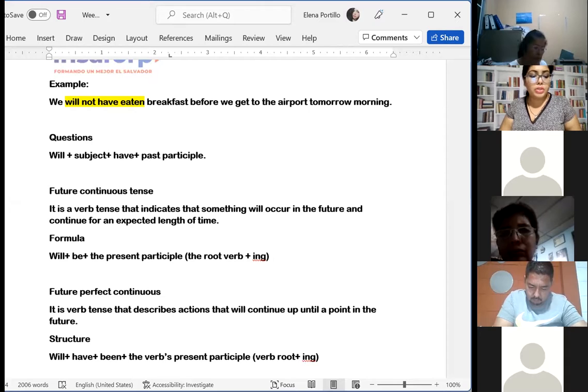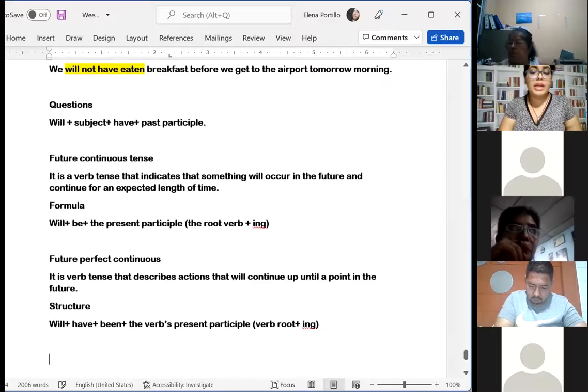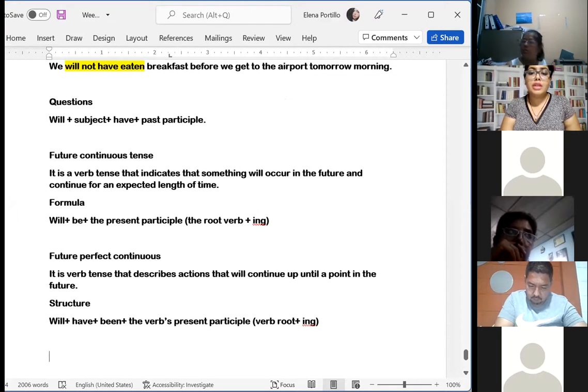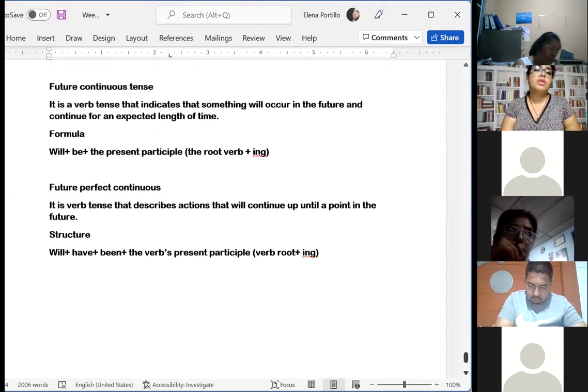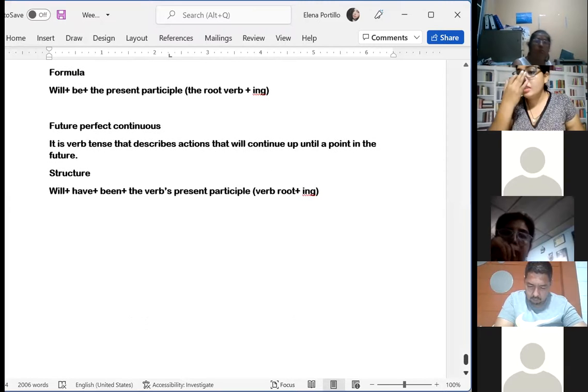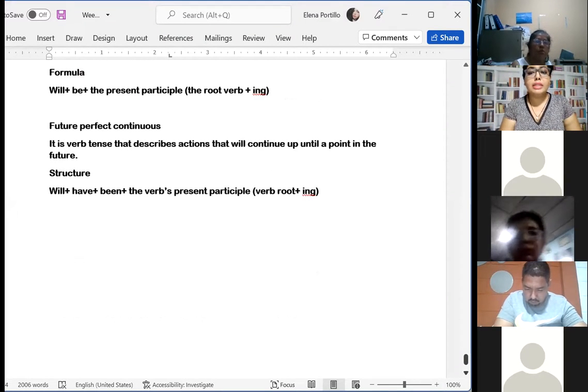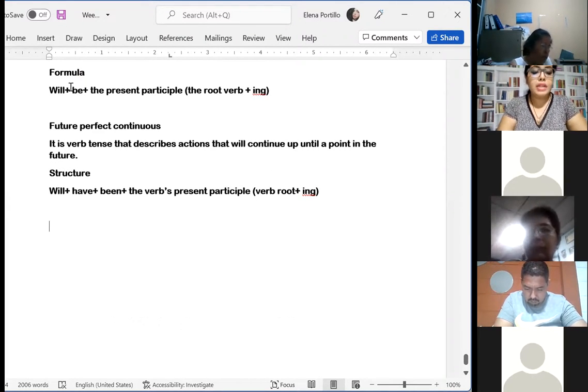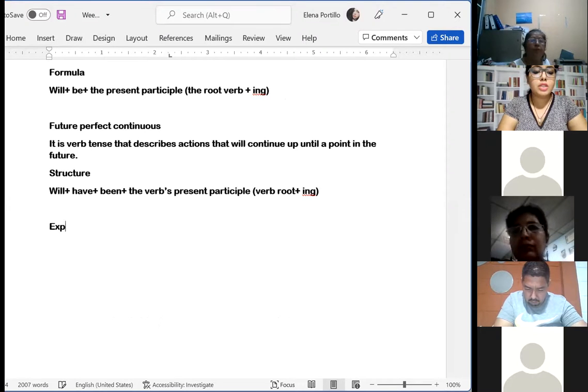Now we are going to see some expressions of time that we are going to use with these verb tenses. They are very useful for the creation of sentences where we are talking about some time in the past, the present, or the future. So we have the expressions of time.